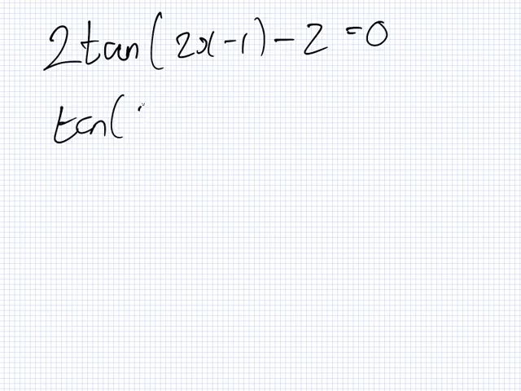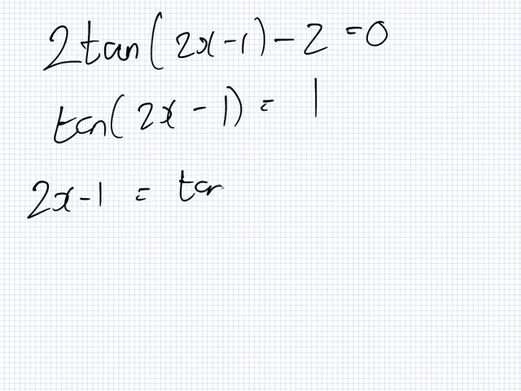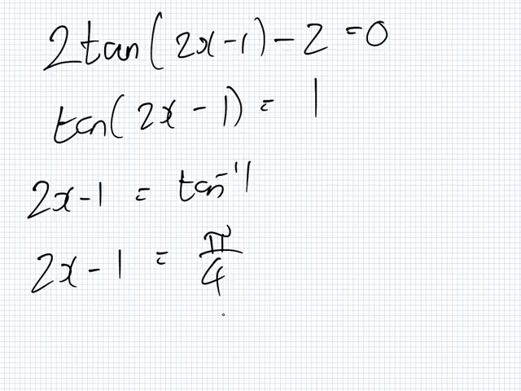Tan 2x minus 1 equals 1. So then 2x minus 1 equals tan inverse 1. So 2x minus 1 equals pi over 4. Now, how do you get the second answer for tan? Do you remember? You add pi. Yes. So the second answer is 5 pi over 4.